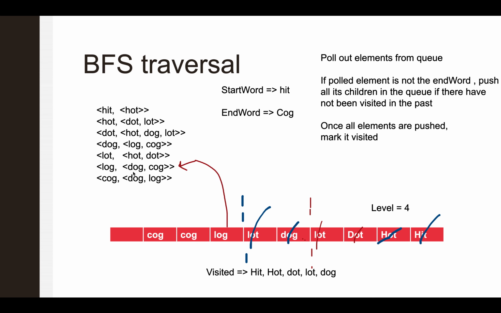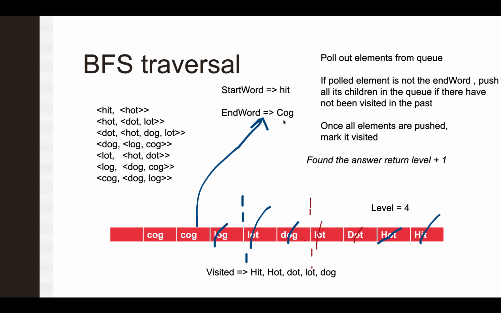And next in the queue is log. We go to log and we see that its children are dog and cog. We pull out log and add cog to the queue. So let's move on to the next iteration. Level is 4 so far. We pulled out cog, and cog turns out to be equal to the terminal word.